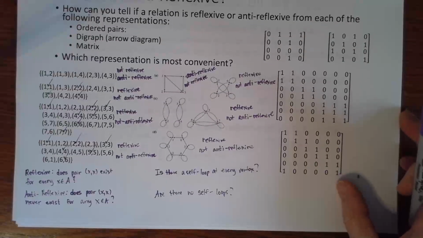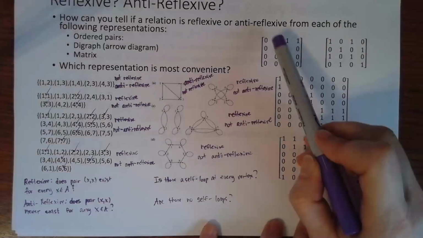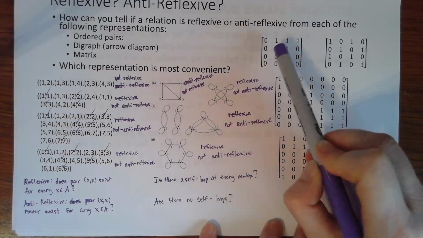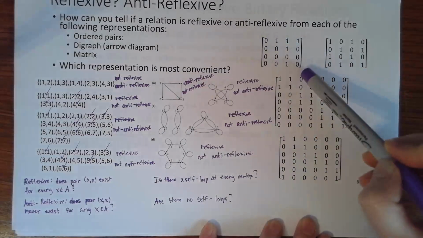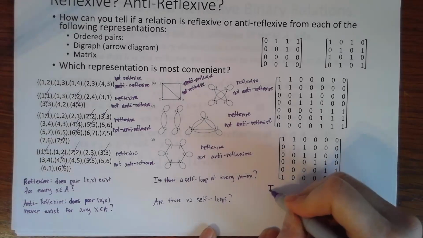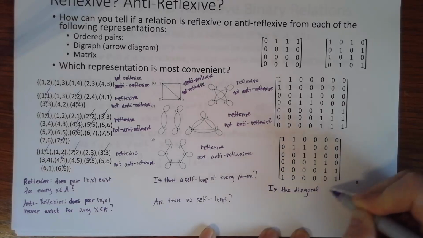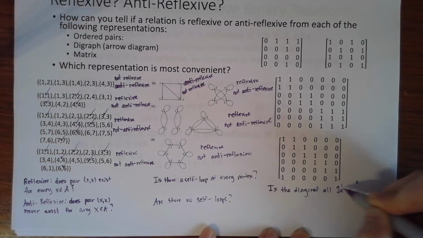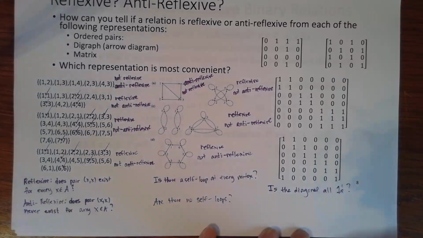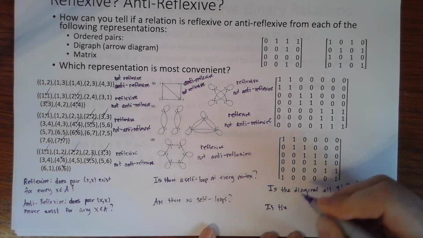Now let's look at the matrices finally. If we wanted to know if an item was related to itself, like 1 related to 1, 2 related to 2, that 1,1 is here, 2,2 here, 3,3, 4,4. We're looking at the diagonal. So the thing that we would ask ourselves is, is the diagonal all ones? If it's all ones, it's reflexive. How could I tell if it was anti-reflexive? We'd ask, is the diagonal all zeros?